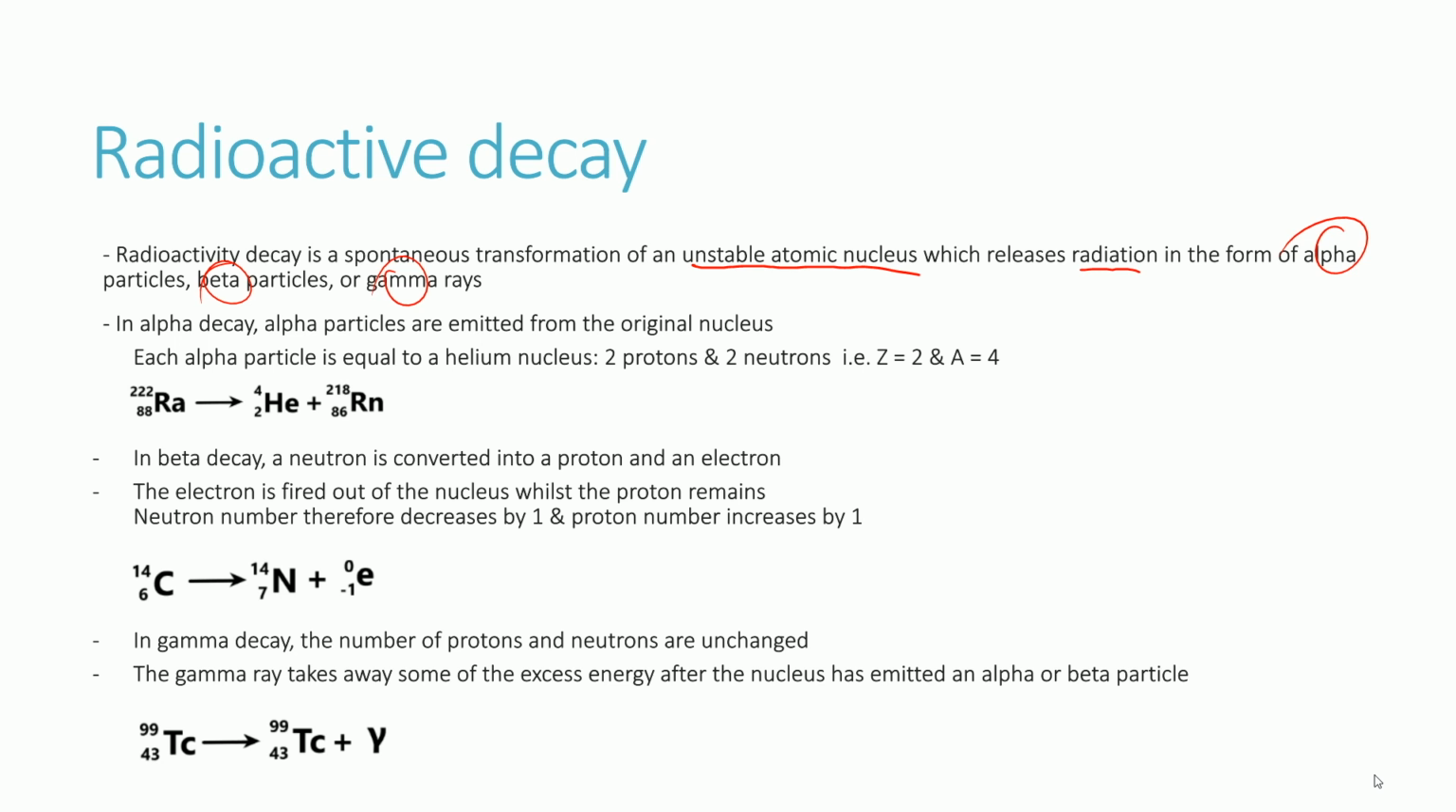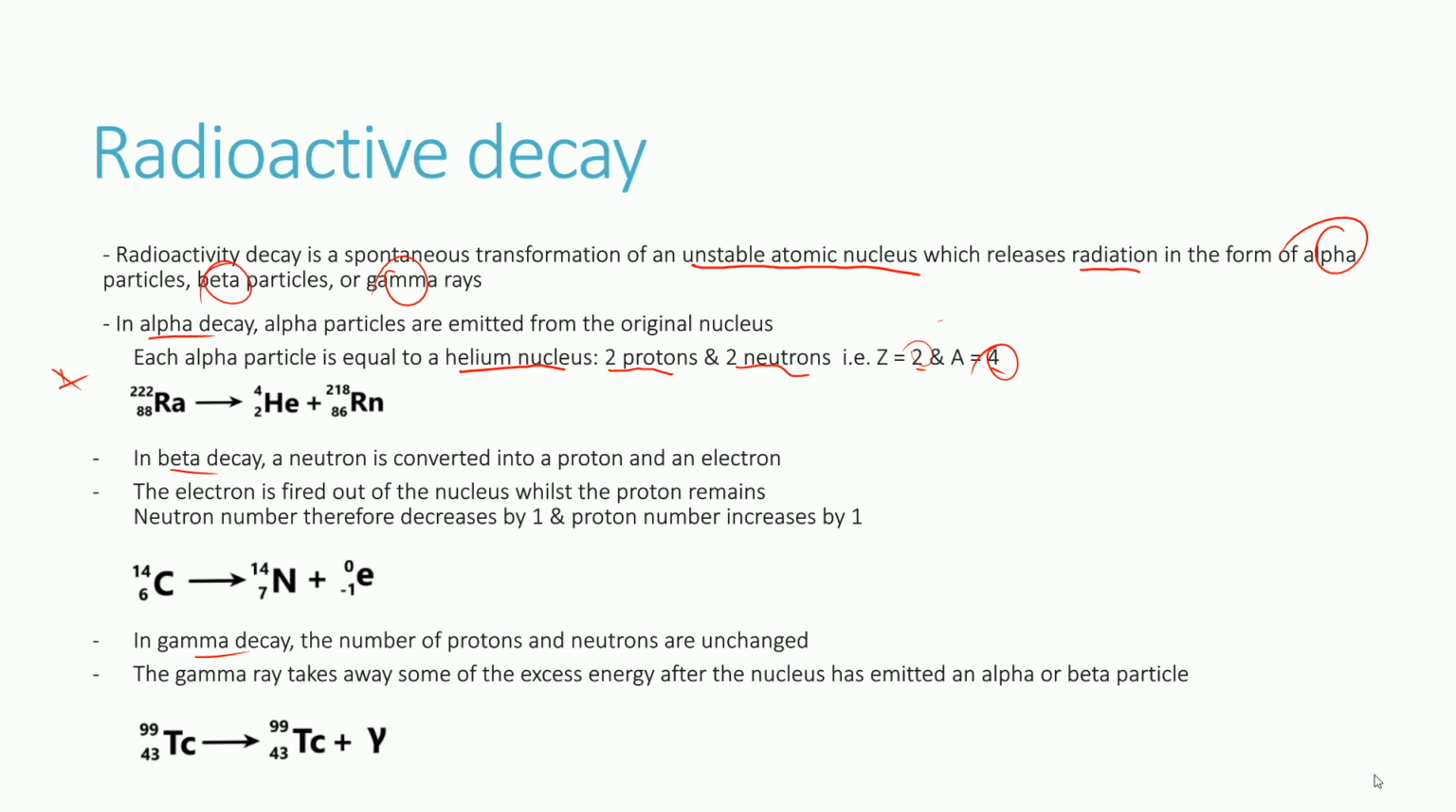Depending on what sort of particle is being emitted in this radioactive decay, you can have alpha decay, which is where you release the alpha particle. You've got beta decay and gamma decay, and each of these is different. In alpha decay, which is this one here, the alpha particles are emitted from the original nucleus, and each alpha particle is equal to a helium nucleus. A helium nucleus contains 2 protons and 2 neutrons, which, remember, has a Z number of 2 and an A number of 4, because 4 is the mass number, which is 2 plus 2, and Z is the atomic number, which is just the number of protons.